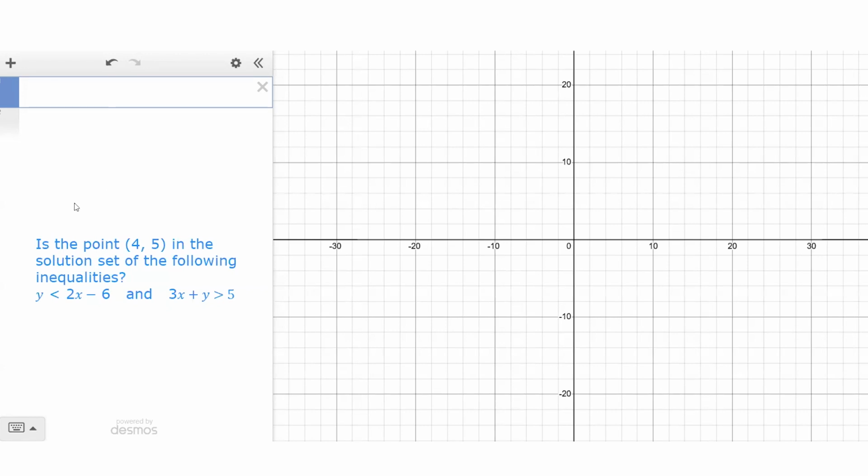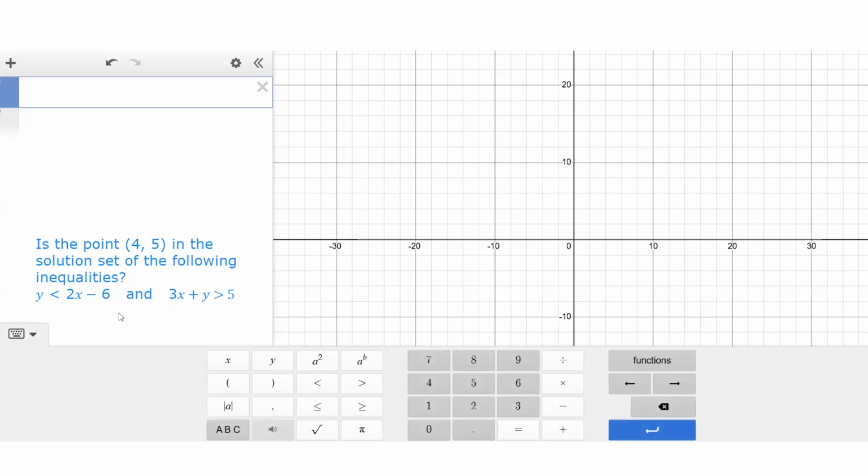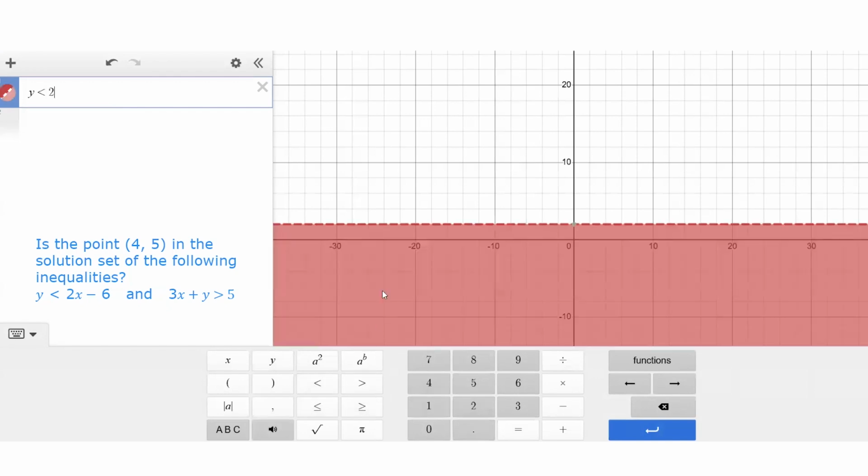Here's the problem. Is the point (4, 5) in the solution set of these two inequalities? Here's what you do. You first click up here to type in your first equation, and I'm going to type in y less than 2x. It's already going to go ahead and graph this for you. As you put in the inequality, it starts shading in the graph, and the shading is where the points exist. So all that shading there is everything less than 2x.